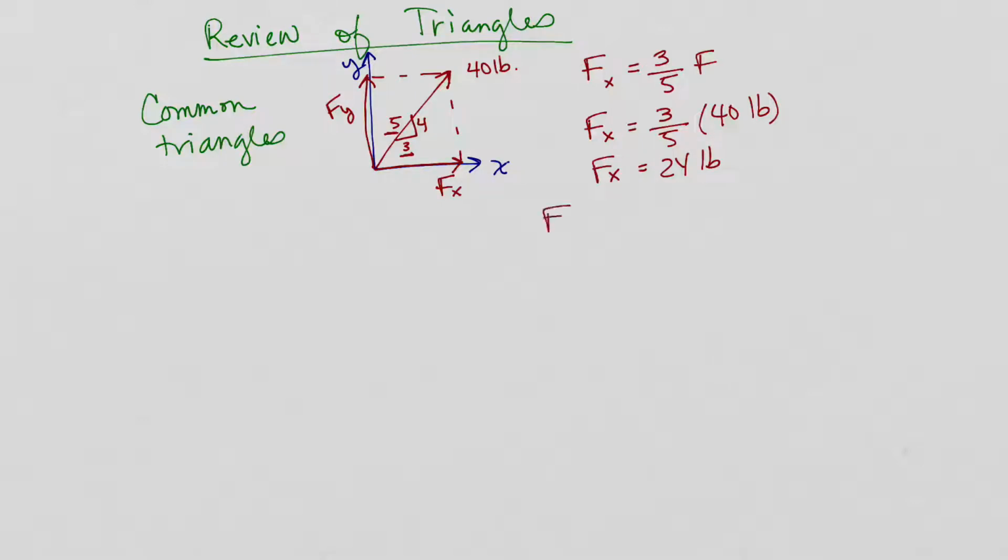And so for F of y, we take that common triangle, so the proportion will be 4 over 5. So the one going up and down, which is in the y direction, over 5. So 4 over 5 times that force. So that equals 4 over 5 times 40 pounds. F of y equals 32 pounds.